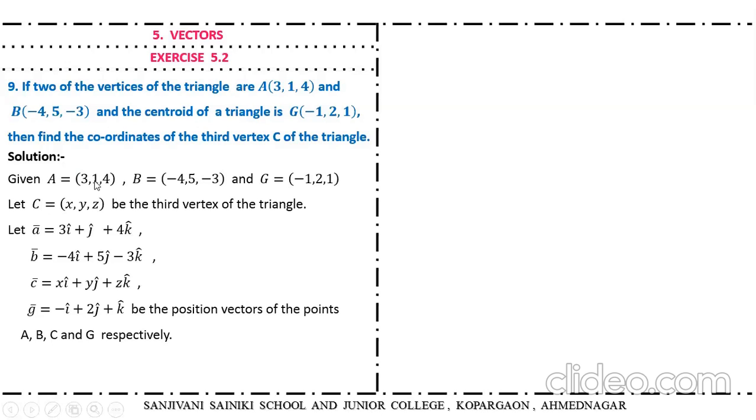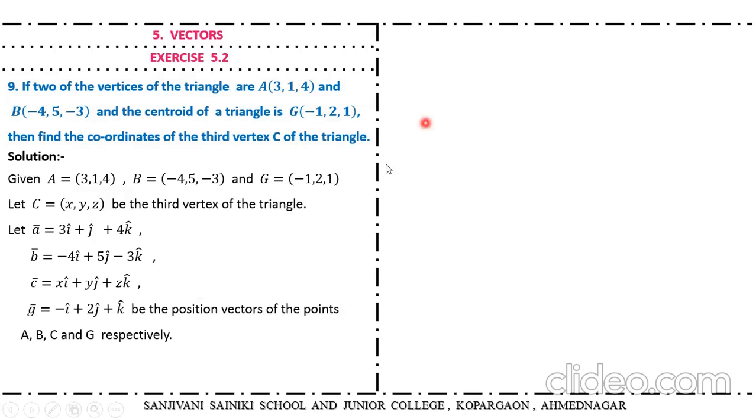A bar is 3i plus j plus 4k. B bar is minus 4i plus 5j minus 3k. C bar is xi plus yj plus zk. G bar is minus i plus 2j plus k. Be the position vectors of the points A, B, C, and G respectively.